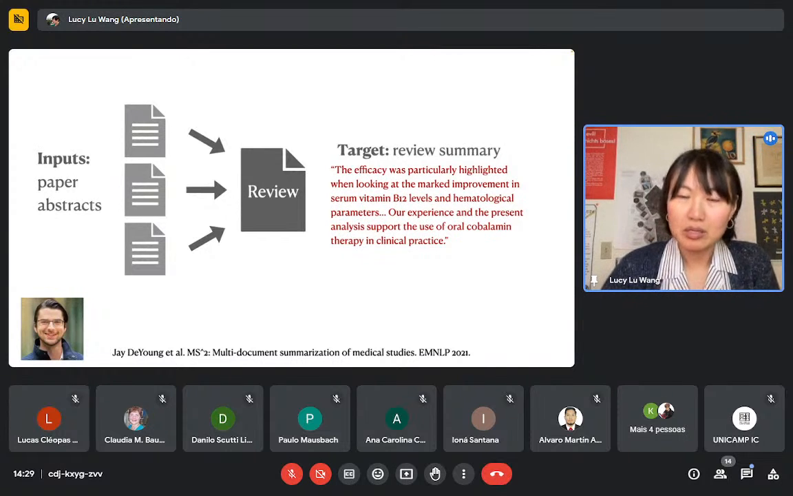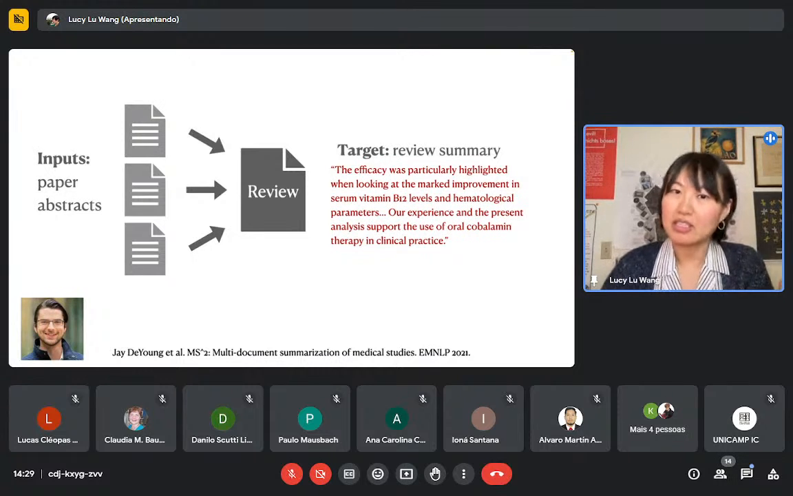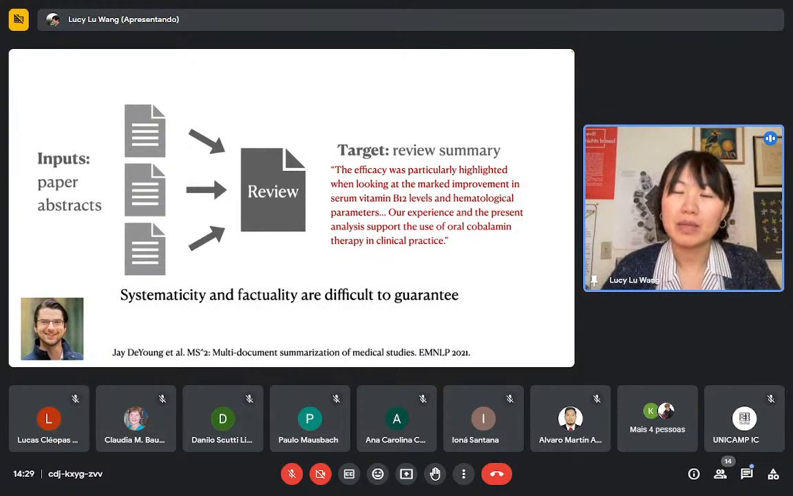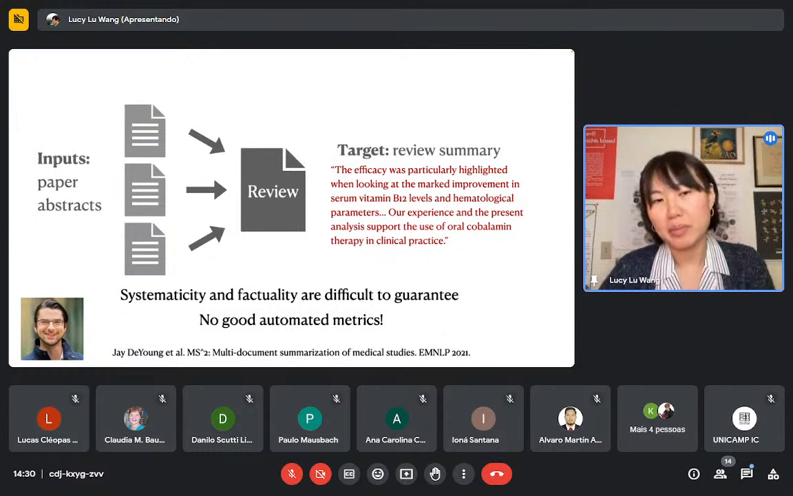And in this work, we wanted to create a data set to study this problem of evidence synthesis. We noted that for the output summaries generated by our baseline models, it was very difficult to guarantee systematicity and factuality, right? A lot of the model generations often diverged from human-written literature review summaries on very essential points. Another thing we noted is that there were no good automated metrics for evaluating this type of task of multi-document summarization for medical literature reviews.